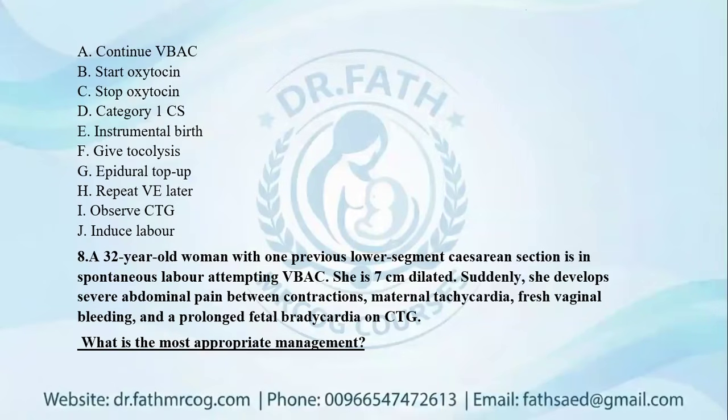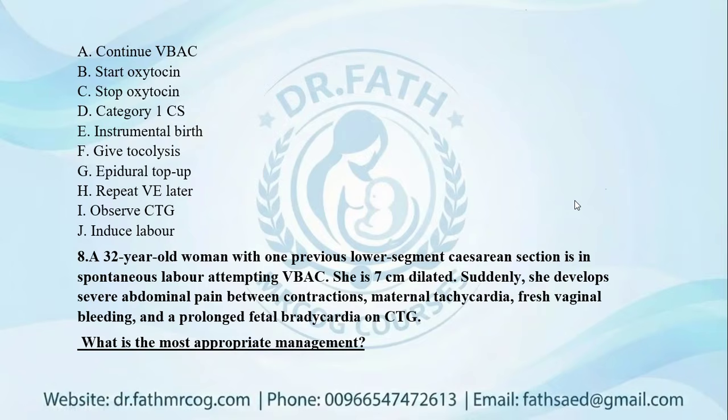Yeah, correct. A 30-year-old woman with one previous lower segment C-section is in spontaneous labor, attempted VBAC. She is 7 cm dilated. Suddenly she develops severe abdominal pain between the contractions, maternal tachycardia, fresh vaginal bleeding, and prolonged fetal bradycardia on CTG. What is the most appropriate management?